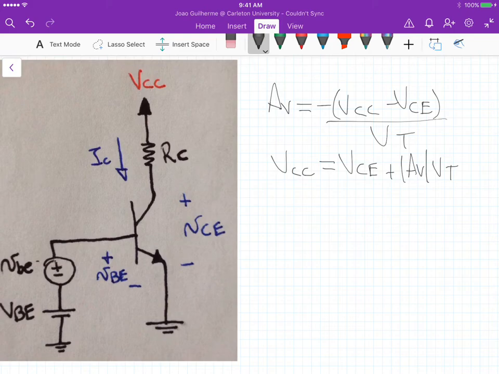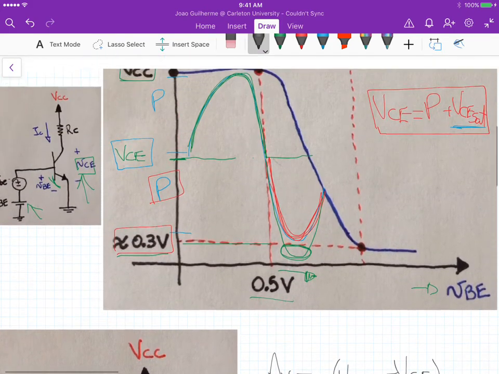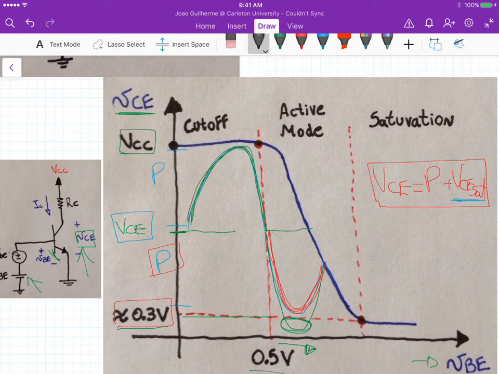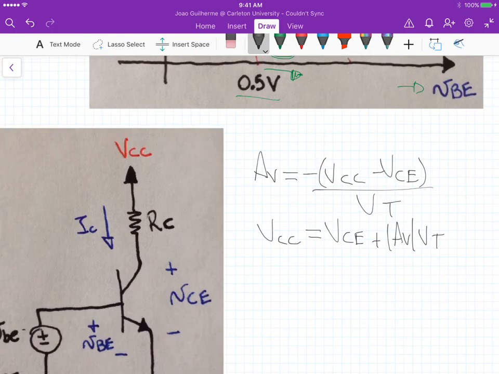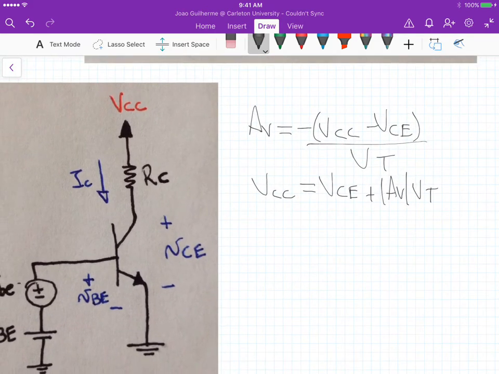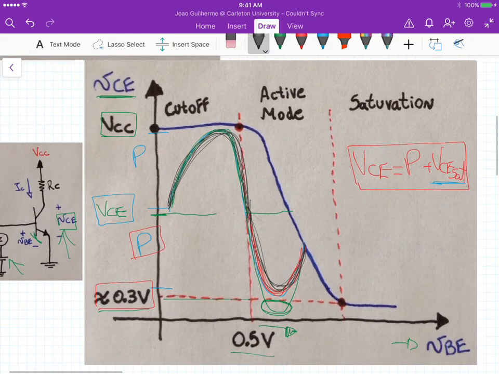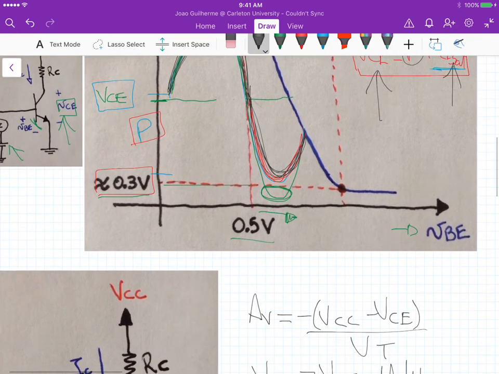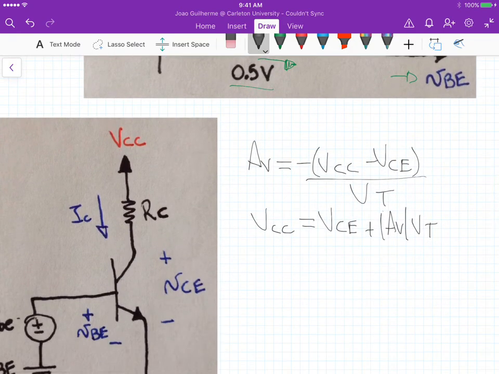And why am I considering the magnitude of the voltage gain? Because if you look up here, this corresponds to this positive part here, right? We might amplify in the negative, so we are inverting the input, but we also have this positive region up here. So that's why I'm considering the magnitude. Our VCC must cover this VCE here, that's the peak, plus the saturation VCE, and that gain AV times VT, that's caused by the amplification.